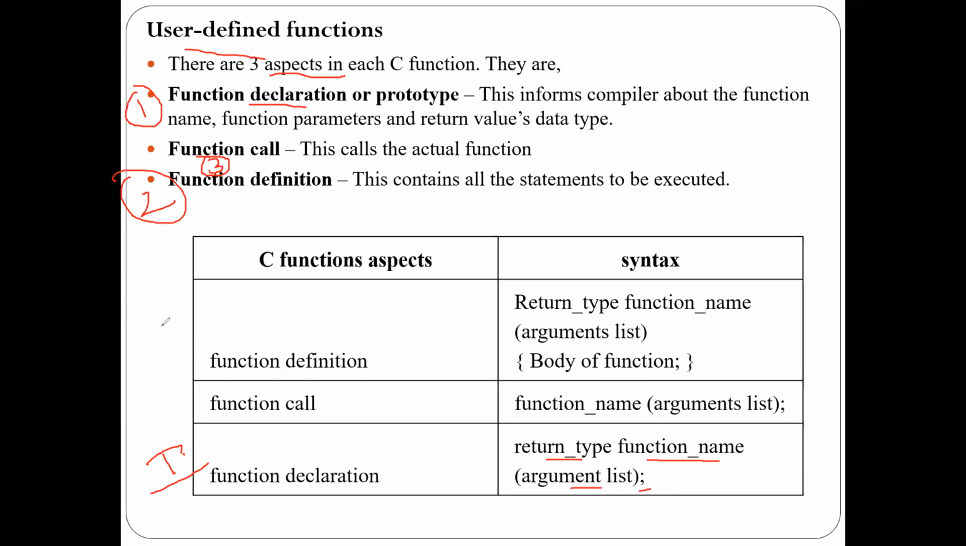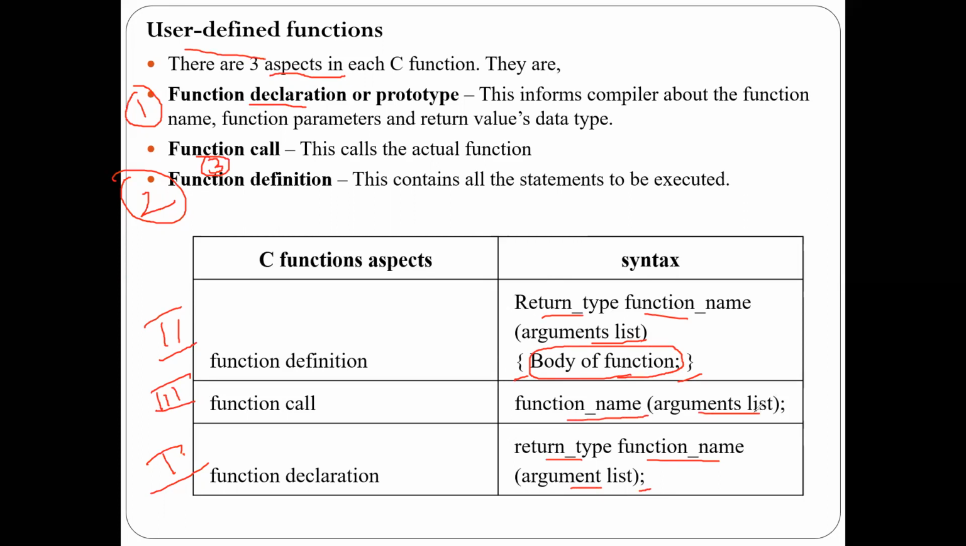And second, we have to define the function. The defined function is enclosed within curly braces. That means we write the collection of statements, also called the body of the function, to be executed by the C compiler. Third is the function call. The function call is nothing but, in a program, we can call the function any number of times by specifying the name of the function with the arguments.